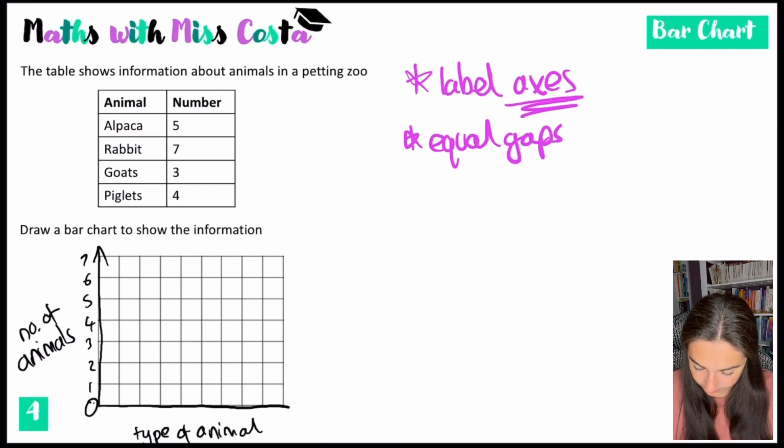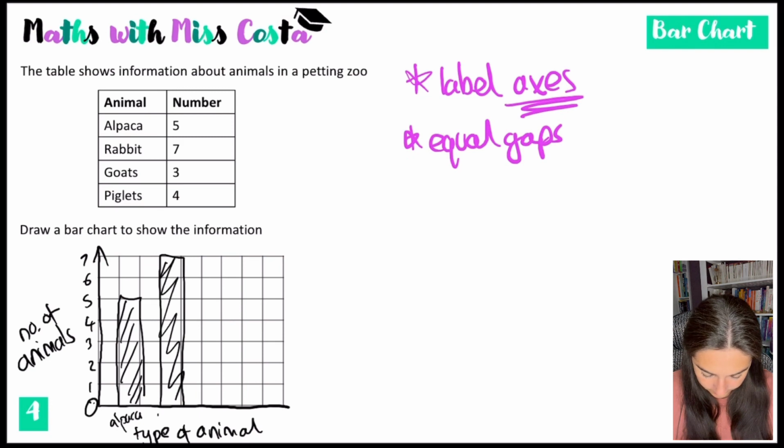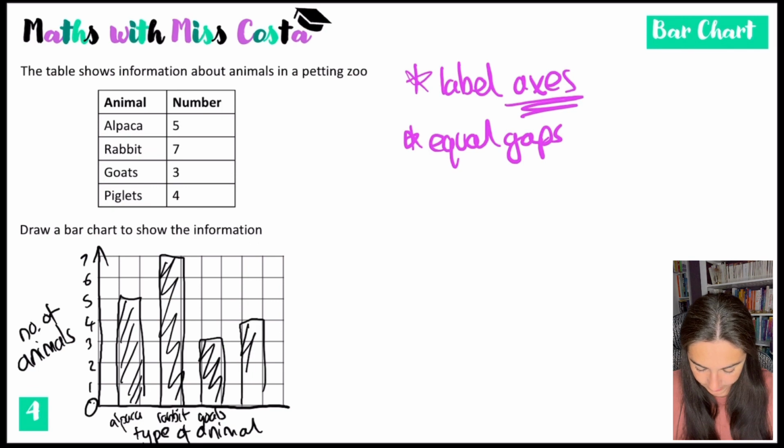And there's not enough room. I think I should have put it over there, but hey, whatever. So alpaca, how many alpacas do we have? 5. So alpaca over here. Rabbit, 7. And you write rabbit under here. Then goats is 3, so you go up to 3, and you write goats. And then piglets is 4, so you write piglets here.